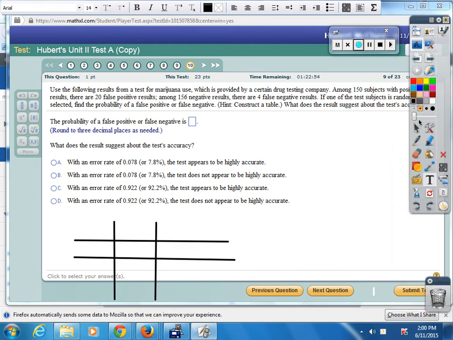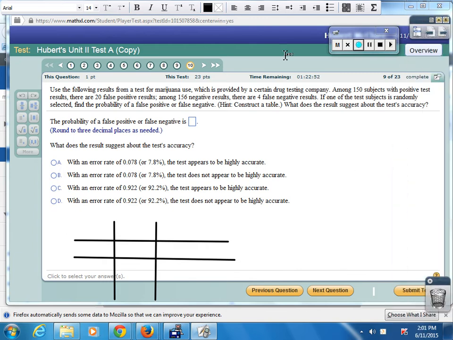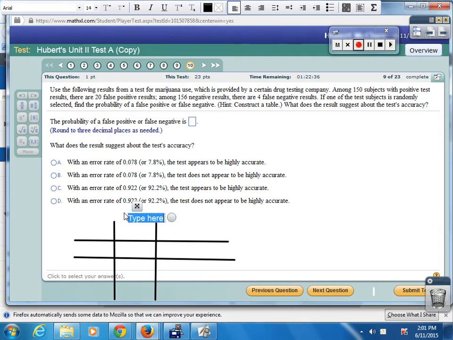All right, what are we gonna call what? 150 subjects with positive test results. There are 20 false positives. So just do positive, like really positive. Okay, so positive right here. We'll put positive test results. How about that? Positive test results.